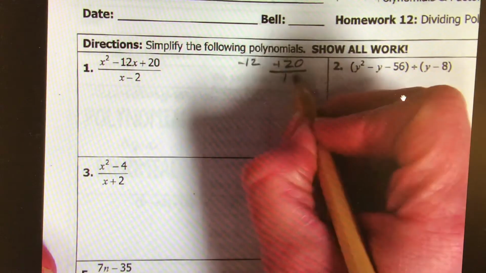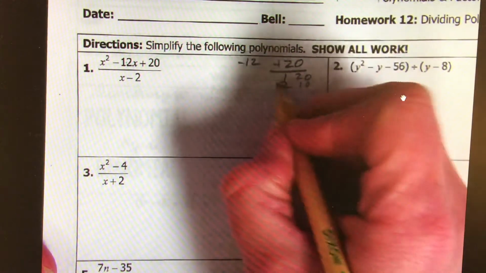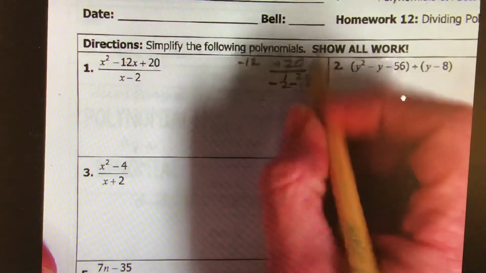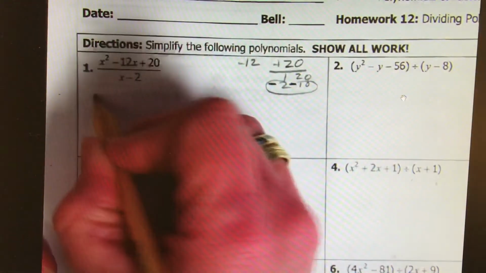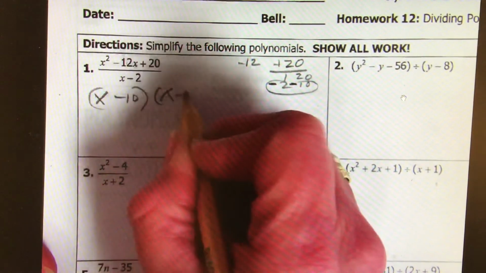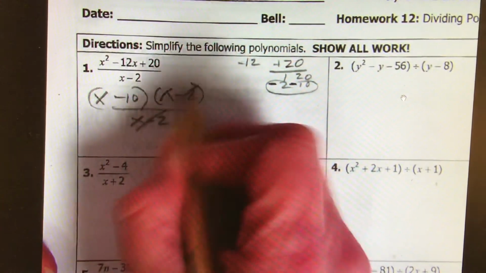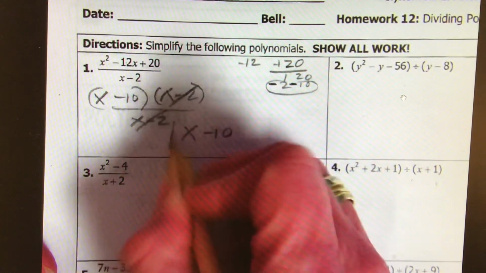for my product to 20. Difference of 12. Let's see, I'm going to do my 1 and 20. It's not going to work. 2 and 10. Oh, I already know it's going to do it. And it looks like I have to have 2 negative signs. Yep, that's going to win. So x minus 10, x minus 2. I'm going to stick it all over x minus 2. Cancel each other out. X minus 10.